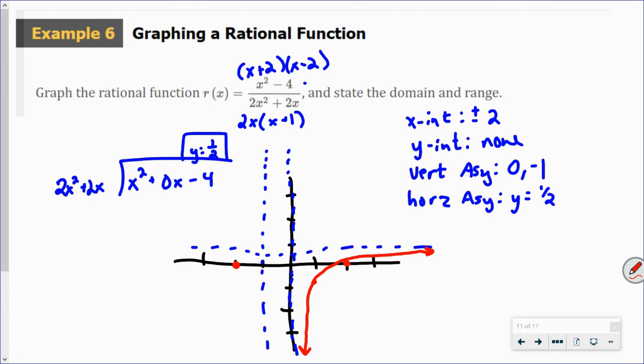So I have 2.5 squared minus 4 over 2 times 2.5 squared plus 2 times 2.5. So it looks like we're at point... Oh, I need it. So 2.5 was right here. So somewhere up here. So as I go this way, we're approaching here. It was like right here. And then as I go this way, we're going to approach this way. So you can pick points closer to that vertical asymptote if you want.